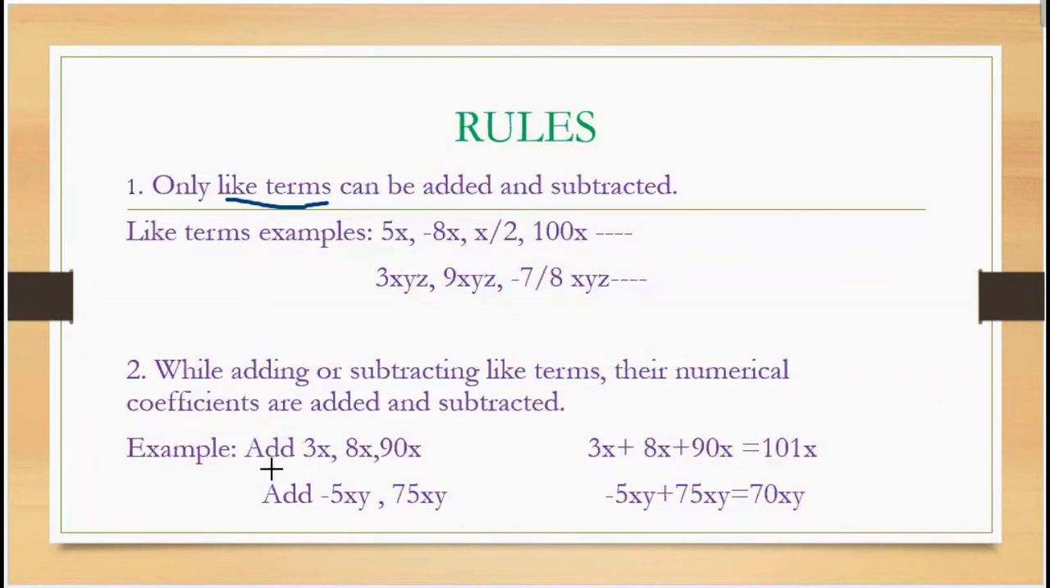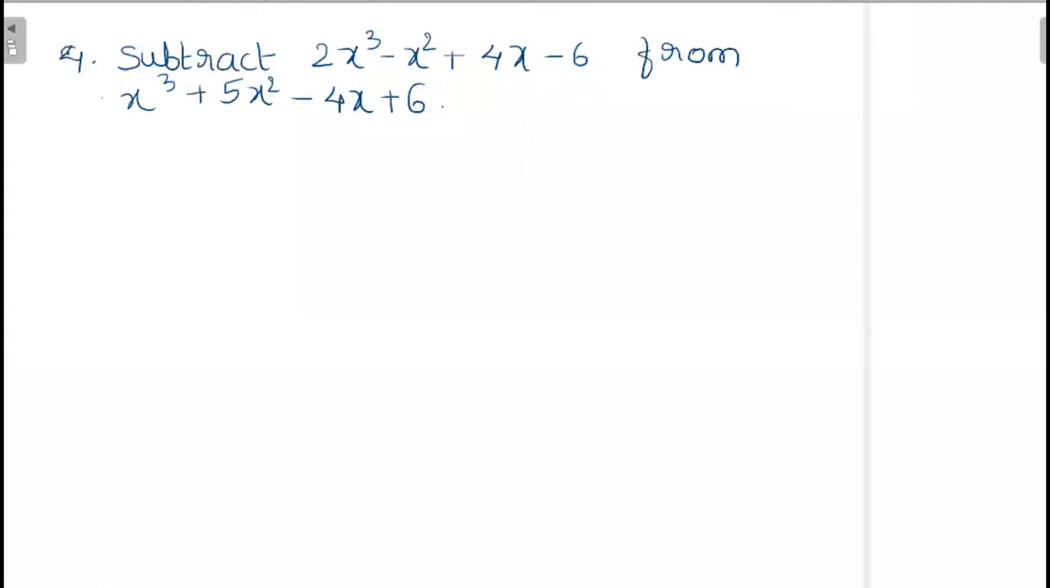Just observe here. One example is there, 3x, 8x, 90x. So these are like terms because here variable is x, x, x. So just add these: 3x plus 8x plus 90x. After adding, you will get 101x. Similarly here, add minus 5xy, 75xy. See here, xy, xy. So these are like terms. Just add their numerical coefficients. So minus 5 plus 75, it is 70xy. In this way, we solve the problems.